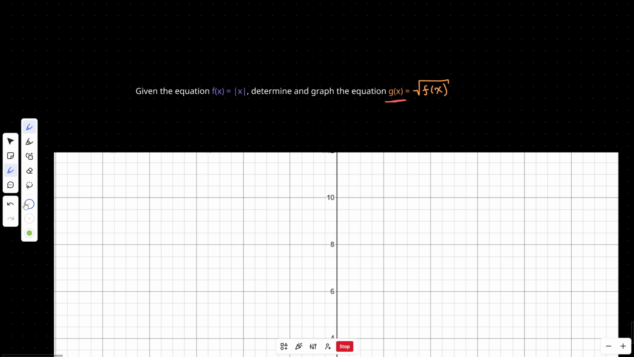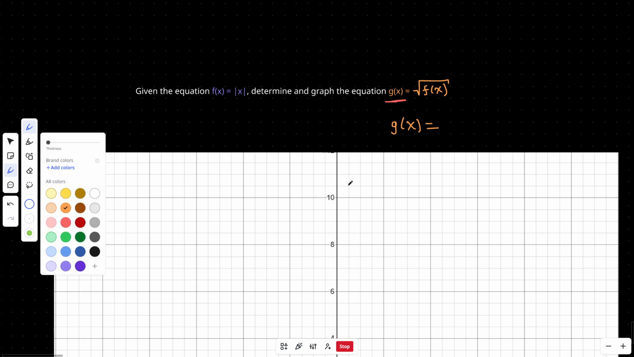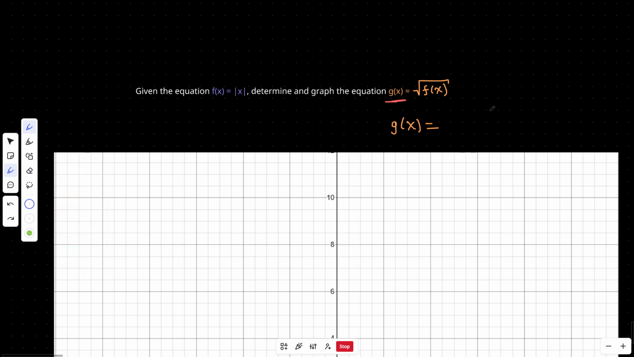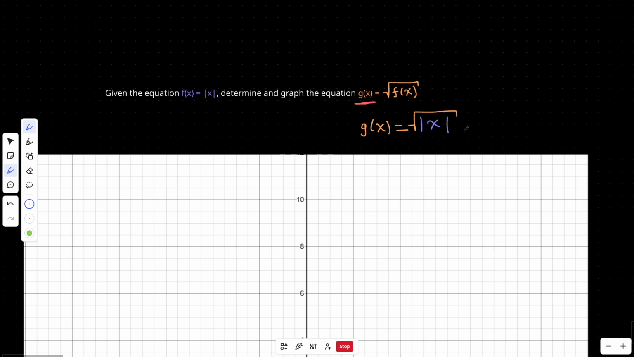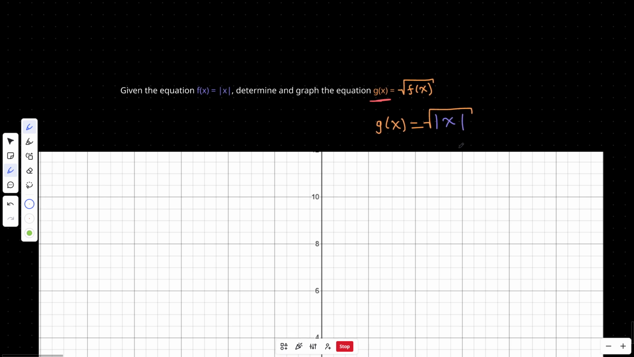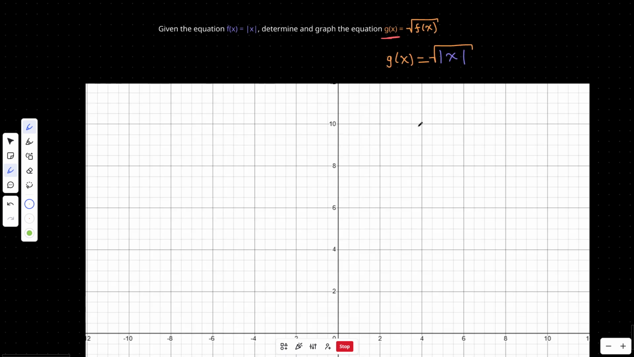So we can actually write in the equation of g of x. So we can say g of x is equal to our normal function f of x, which is just the absolute value of x. Pick out the color here, which is just the absolute value of x. But we're just going to be taking the square root of that. And there we go. So now that we got our equation of g of x, which is just the square root of f of x, let's start graphing this.